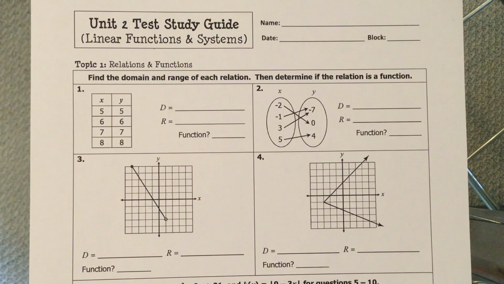Okay, this is the Unit 2 test study guide. So starting with topic number 1, we've got relations and functions. So first set of instructions, we are finding domain and range and then determining if the relation is a function.